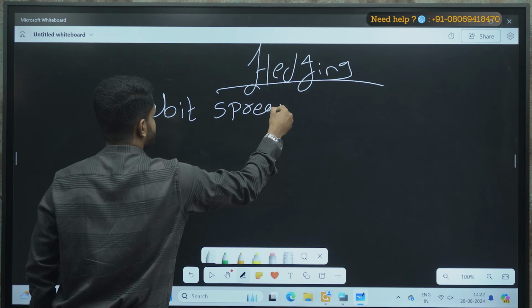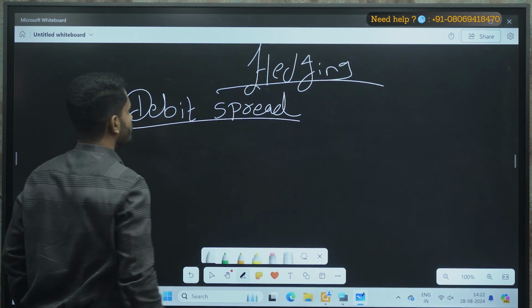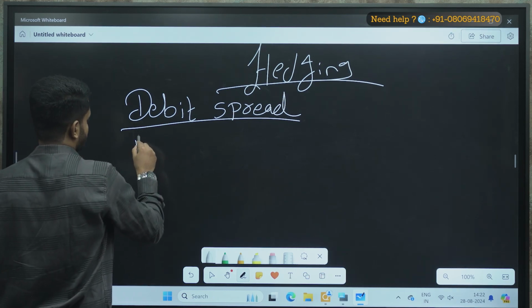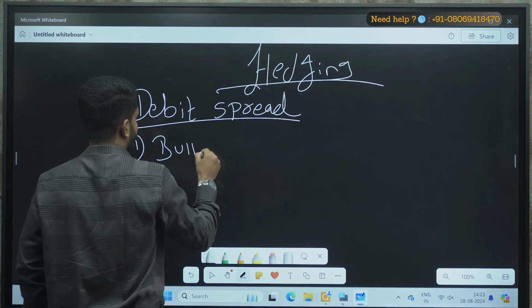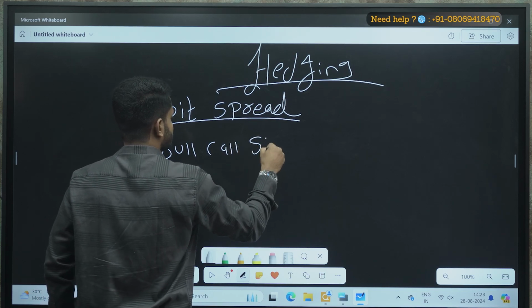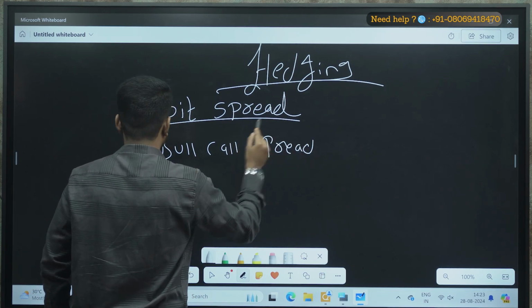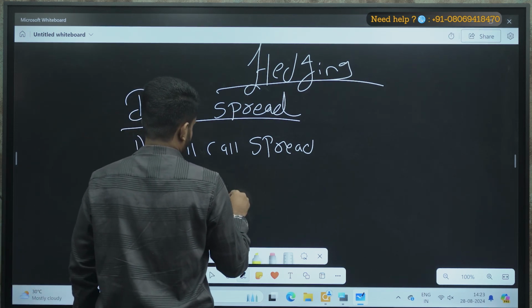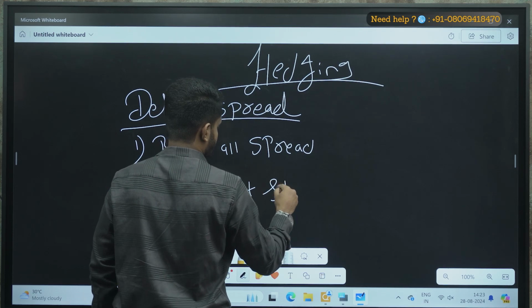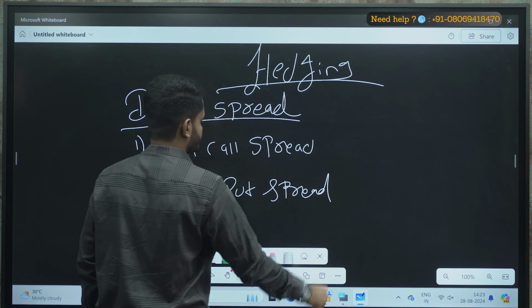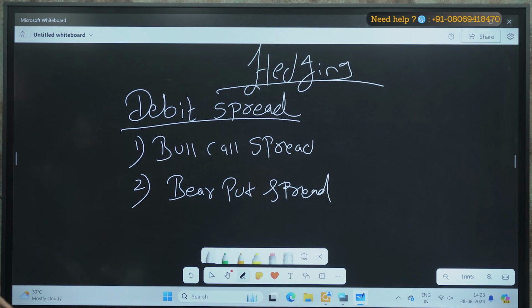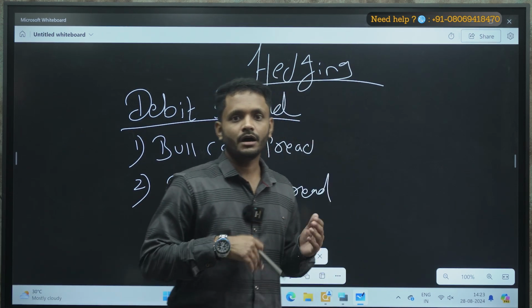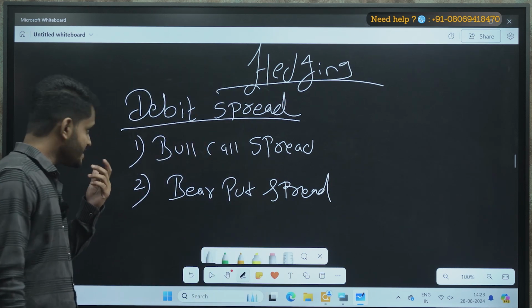Debit spread. In a debit spread, there is a bull call spread and a bear put spread. When it comes to debit strategies, there is a bull call spread and a bear put spread. So what is a bull call spread?